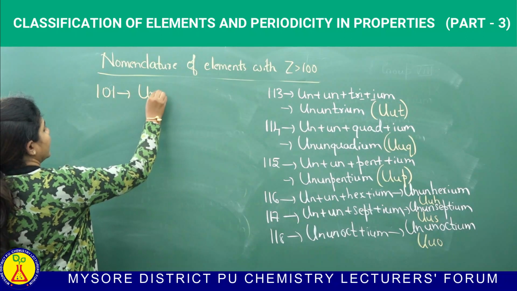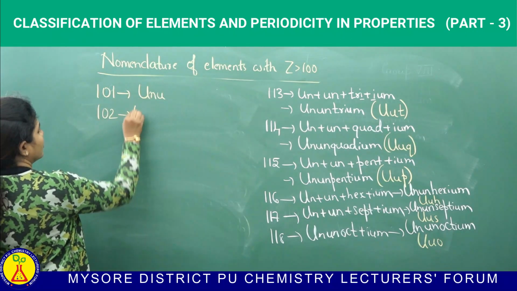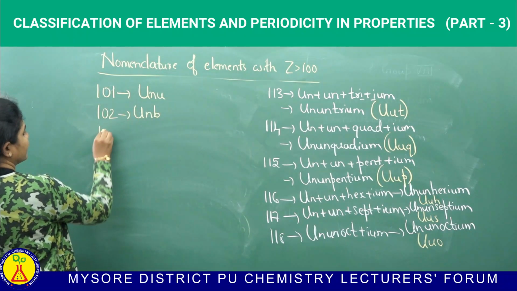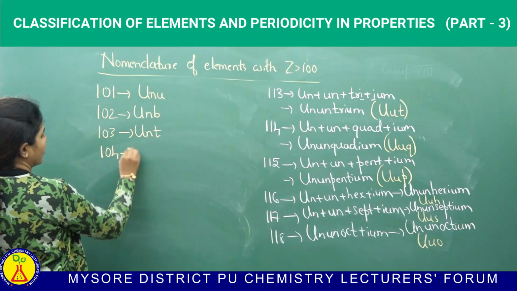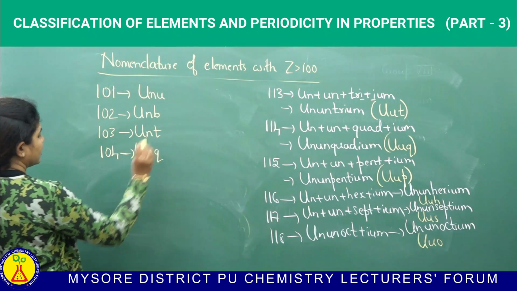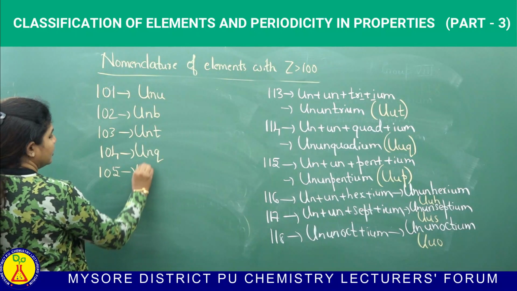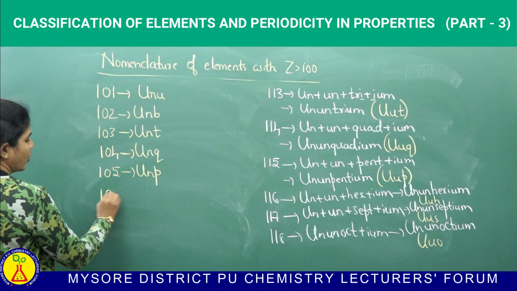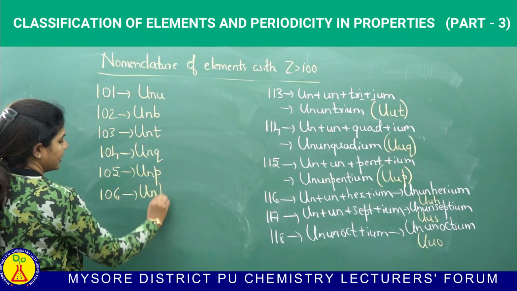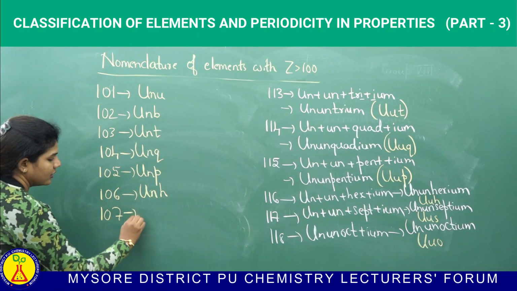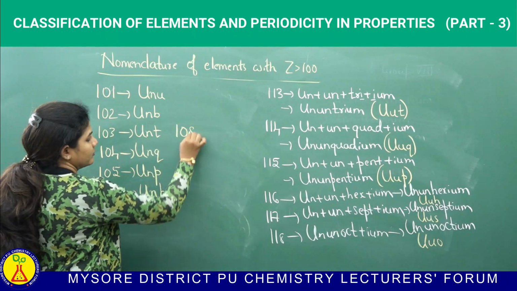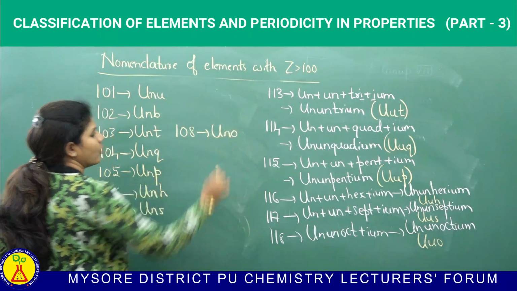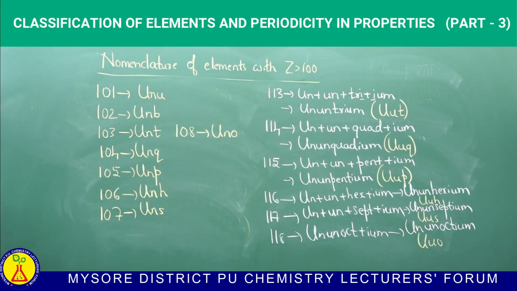101, U N U. 102, U N B. 103, U N T. 104, U N Q. 105, U N P. 106, U N H. 107, U N S. And 108 it is U N O, unniloctium. These are the symbols. When the name is asked, you write the name; when the symbol is asked, you write symbols.